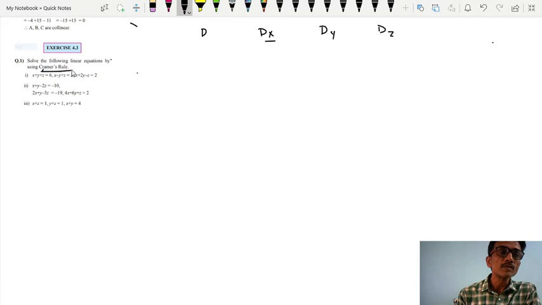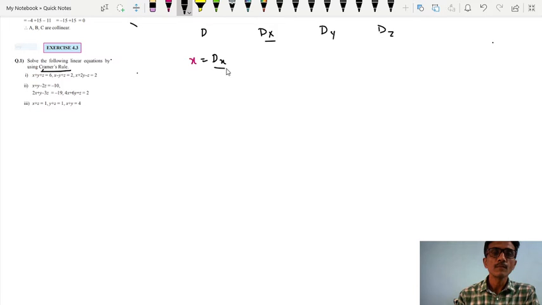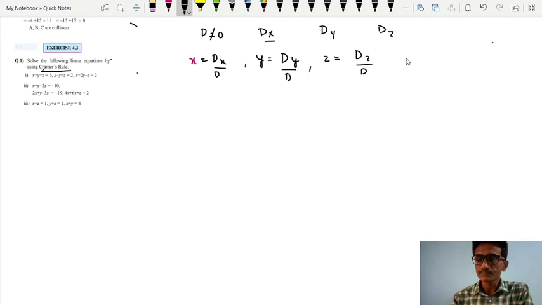See here, Cramer's rule you have already studied in 10th standard. It is given by x is equal to Dx upon D, where D is not equal to 0. Then y is equal to what? Dy upon D. Z is equal to what? Dz upon D.